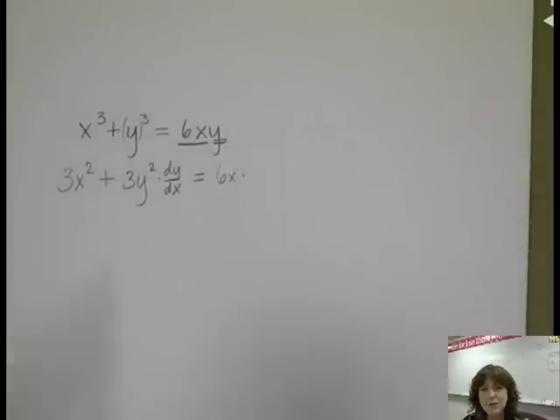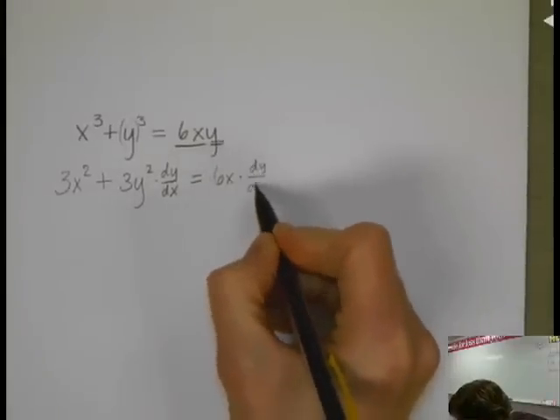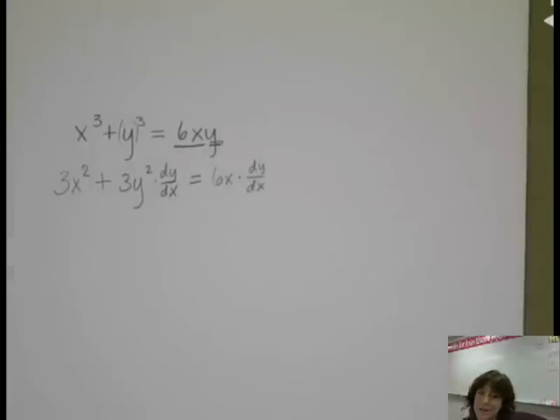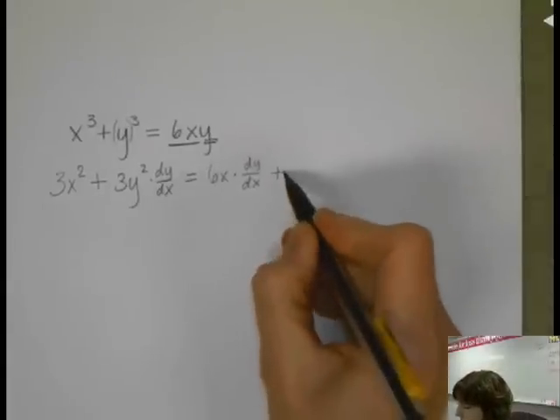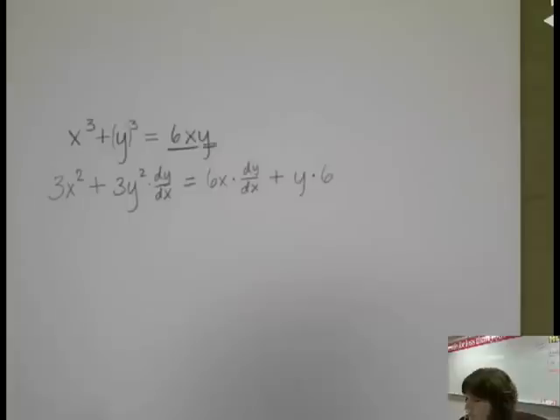What is the derivative of y? The derivative of y in terms of y is 1. But the derivative of y in terms of x is dy over dx. Or you could say 1 times dy over dx. Plus the second times the prime of the first, which is just 6. And here comes the fun part. Because now you need to solve that equation for dy over dx.